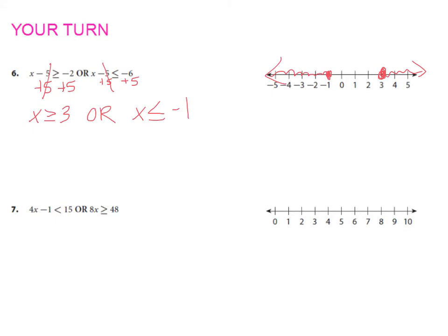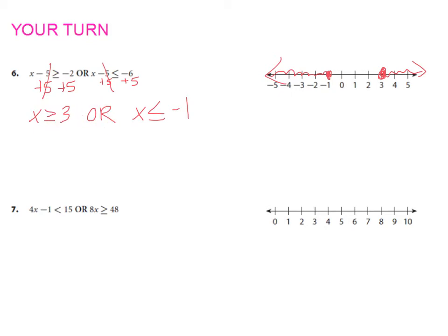Okay, let's check your work. You follow along as I talk through it here. The first thing I did on this inequality was to add the 5, trying to get the x by itself. Negative 2 plus 5 is a 3. Didn't need to do anything with my inequality, so I want all the x's greater than or equal to 3.